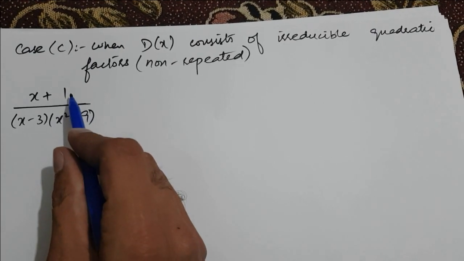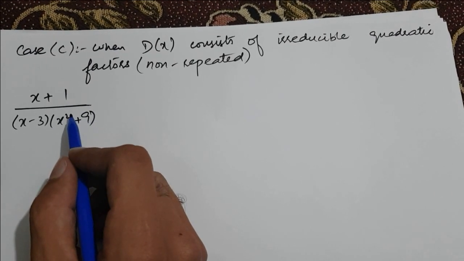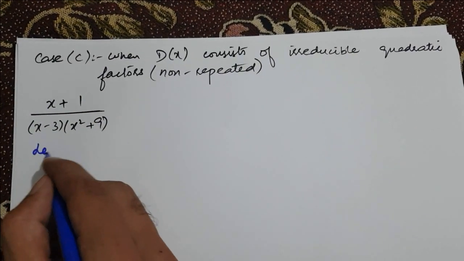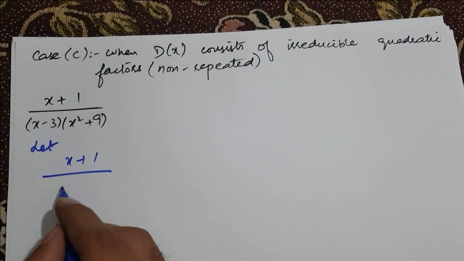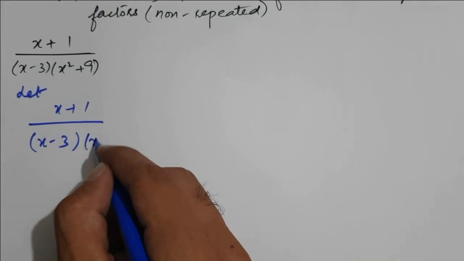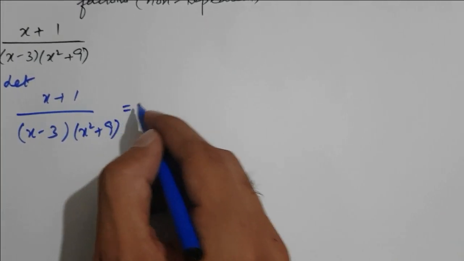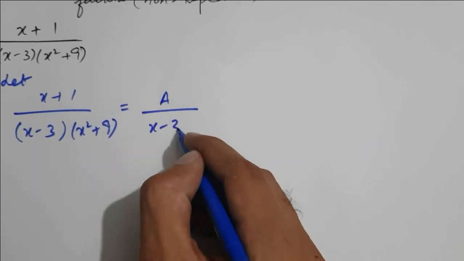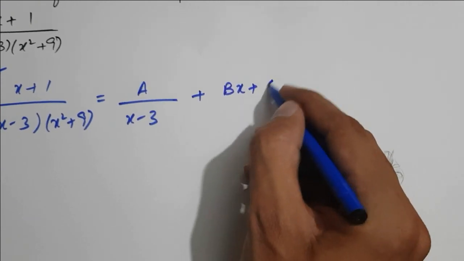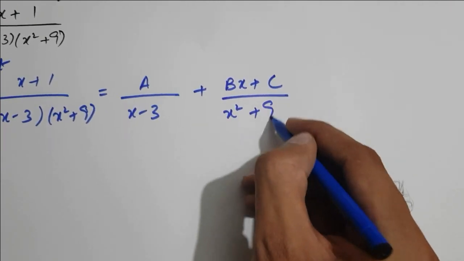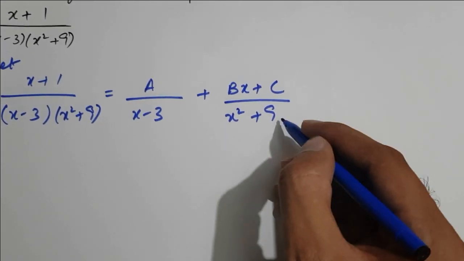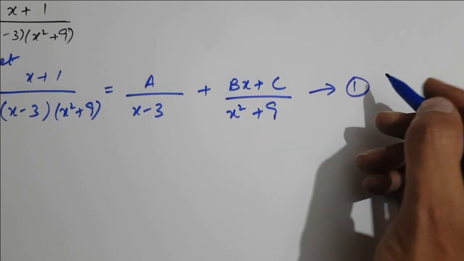First of all, we check if the fraction is a proper fraction, which it is. So we start solving this question. Let x plus 1 over (x minus 3) into (x squared plus 9) equals, as we know, A over x minus 3 plus, we have to write here, Bx plus C over x squared plus 9, which is the non-repeated irreducible quadratic factor. We let this be equation number 1.